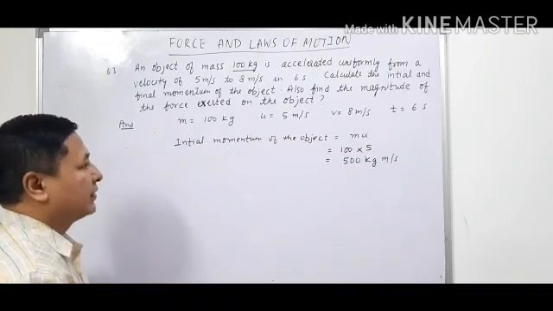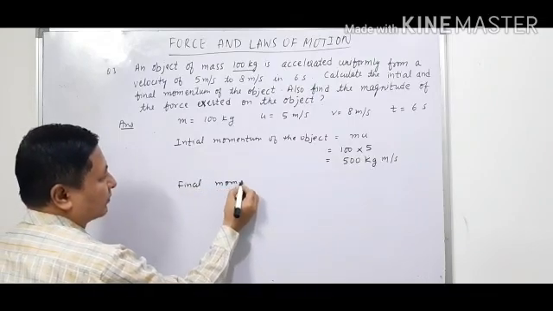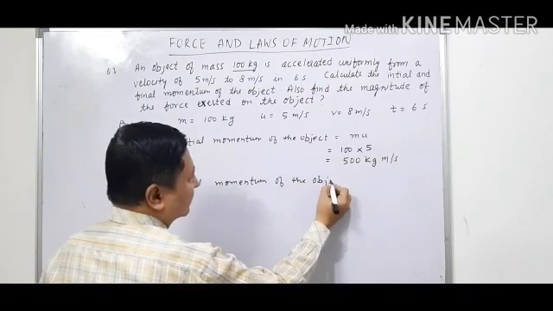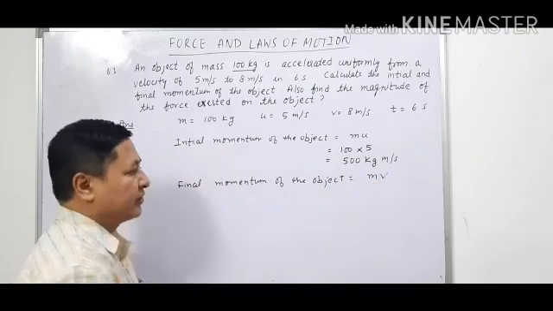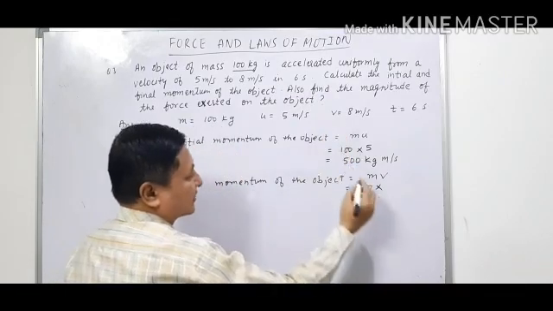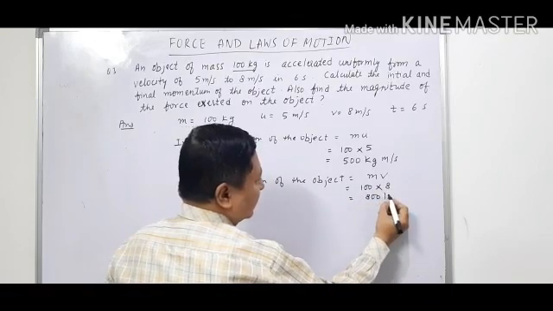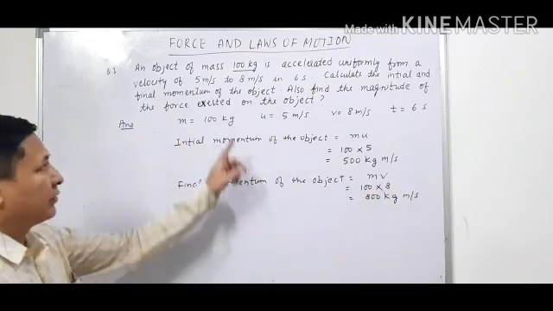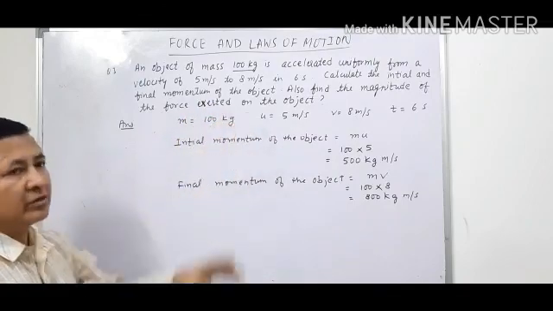Now we have to find the final momentum. So the final momentum of the object will be given by the formula mass into final velocity, that is mv, and that is 100 into the final velocity, 8 meter per second. So we multiply this, and the answer will be 800 kg meter per second. So we have calculated the initial and final momentum. Now also find the magnitude of the force exerted on the object.